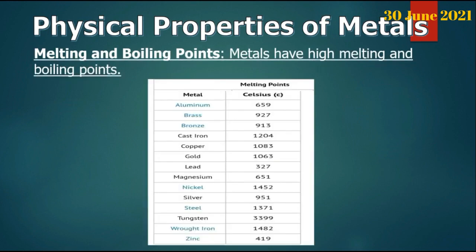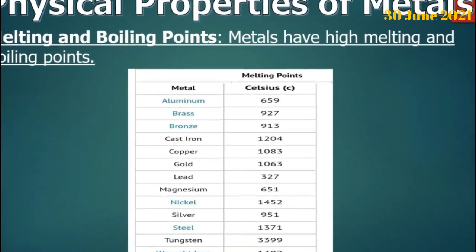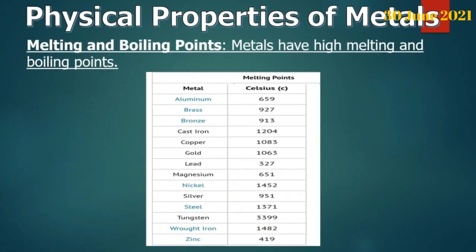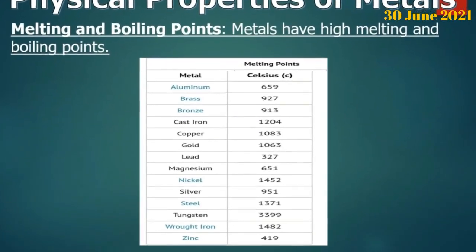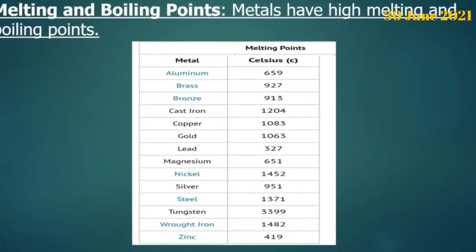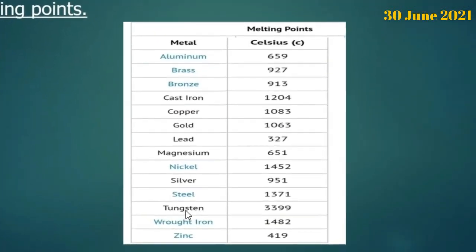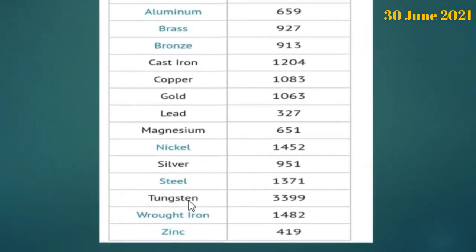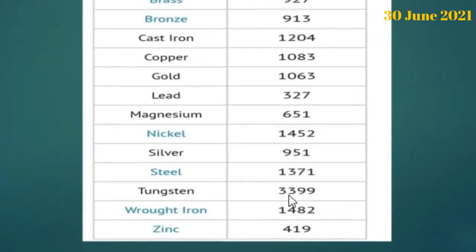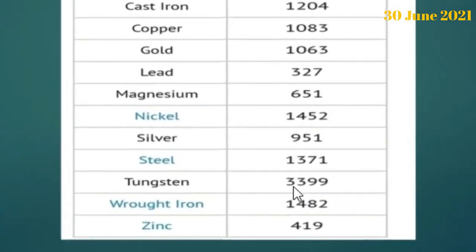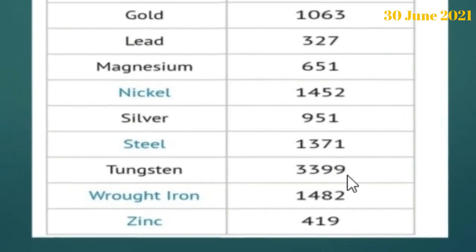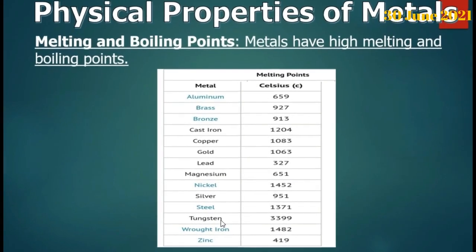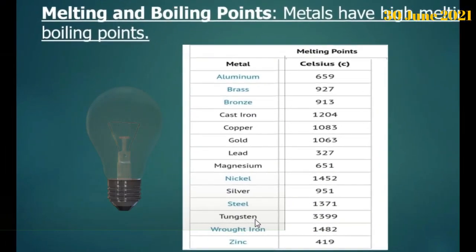Now you can see here aluminum will melt at 659 degrees centigrade. The iron at the bottom you see 1482 degrees centigrade. Tungsten you can see here. Now this tungsten is used in the electric bulb, right? It will melt at 3399 degrees centigrade. Now at very high temperature it will melt, and therefore this tungsten is used in electric bulb.